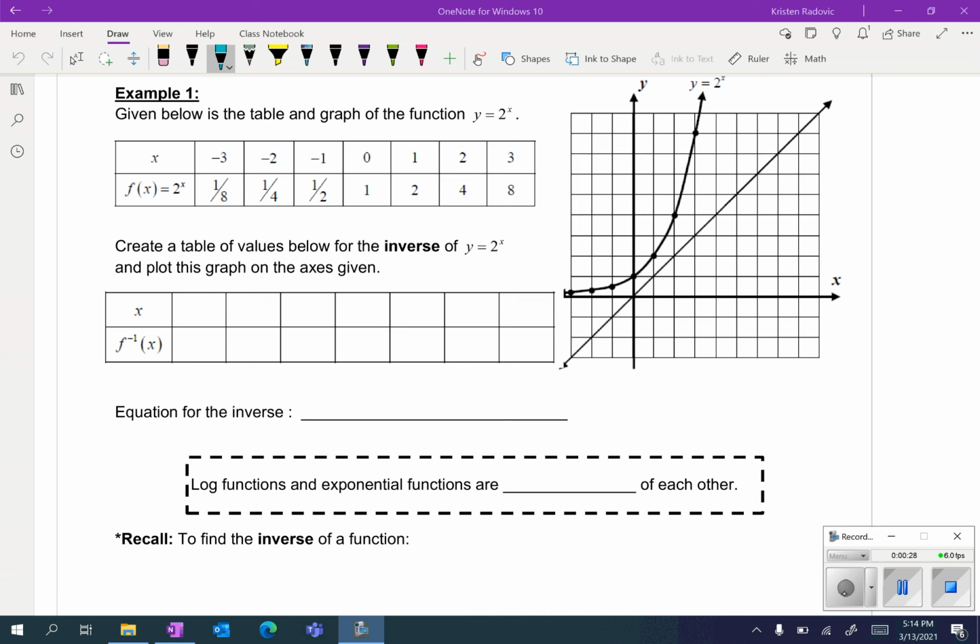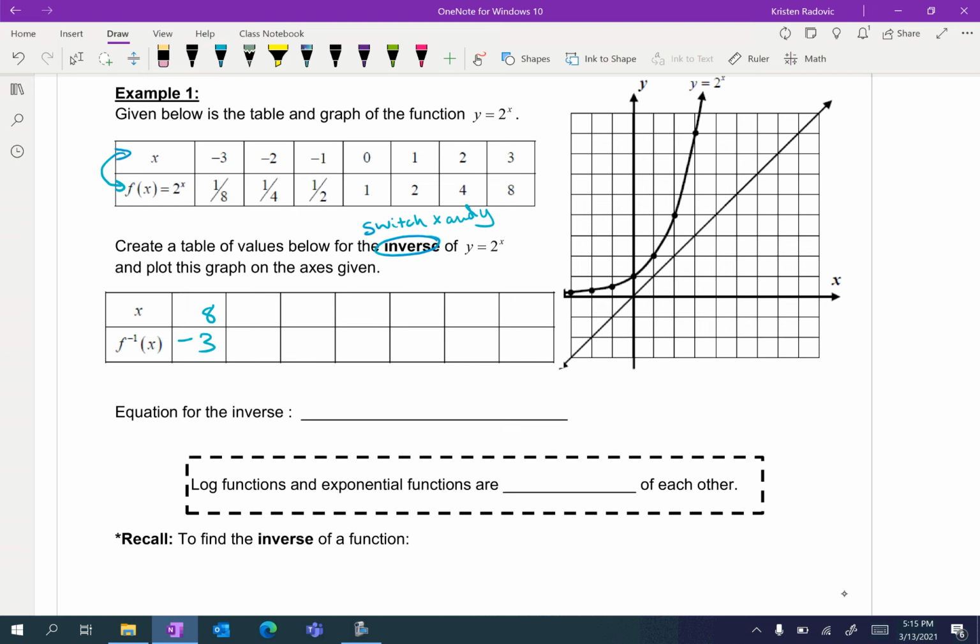Now what we're going to do is graph the inverse of y equals 2 to the x. And remember that anytime you see the word inverse, this means to switch your x and y values. In other words, I'm going to take my table and switch the values here. So why don't you pause the video, take a minute, and fill out the rest of the table for the inverse.